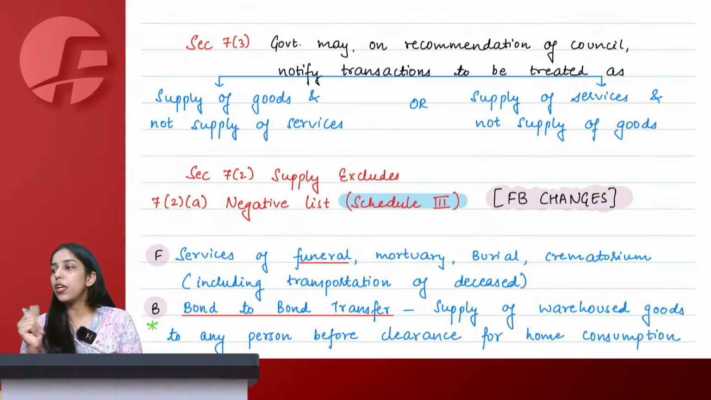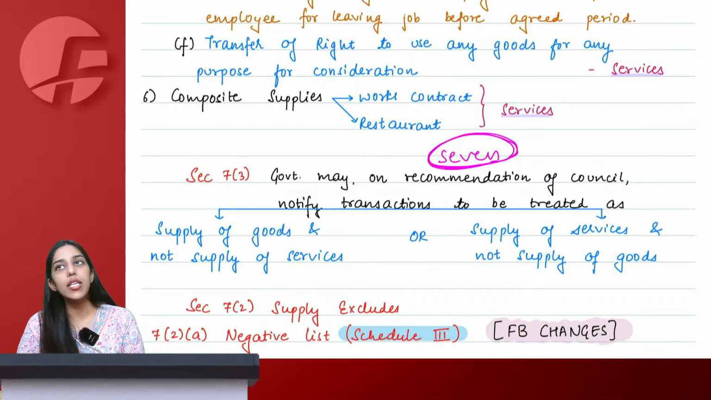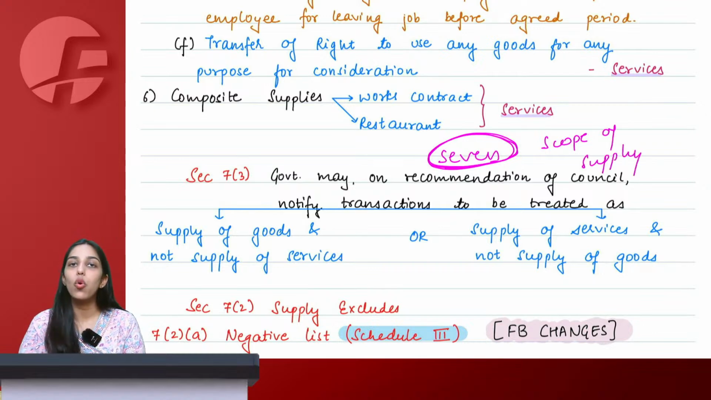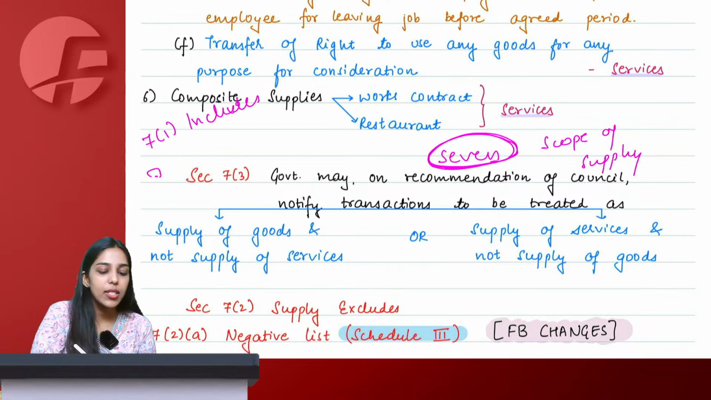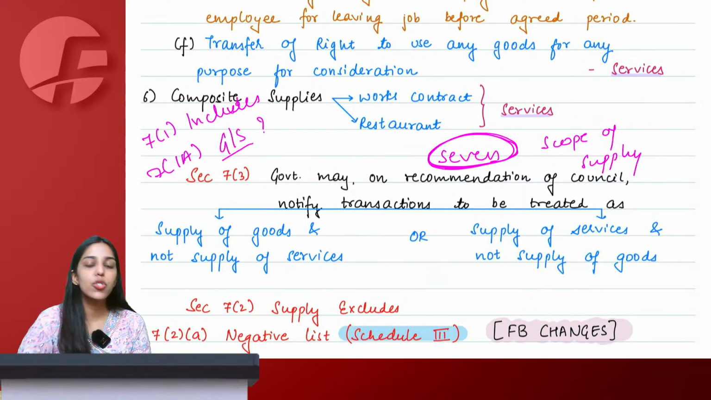Tell me, clear, confident with me. S for 7, S for supply, section 7 scope of supply. 7(1) says supply includes. Okay, understood what is included in supply. Then 7(1)(a) said, understood included, but let us see whether it is goods or service.